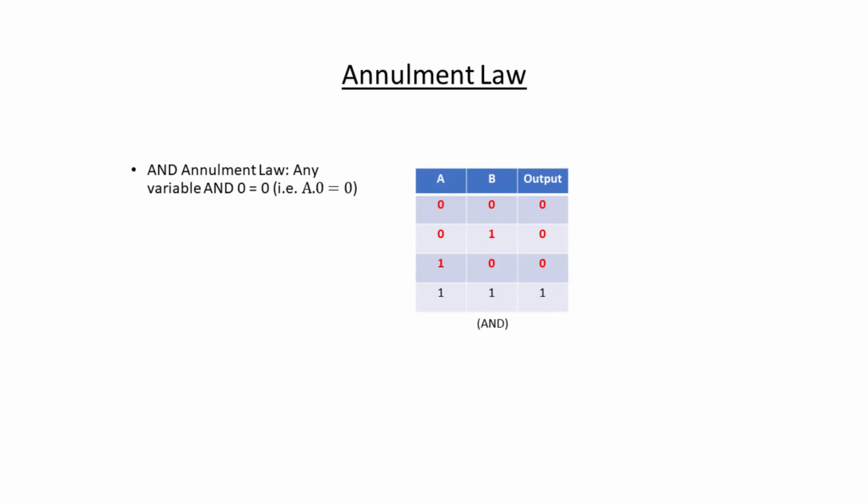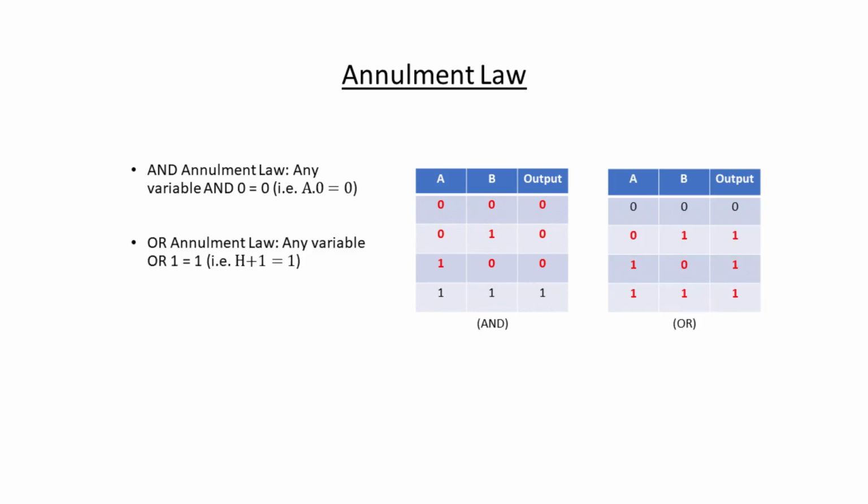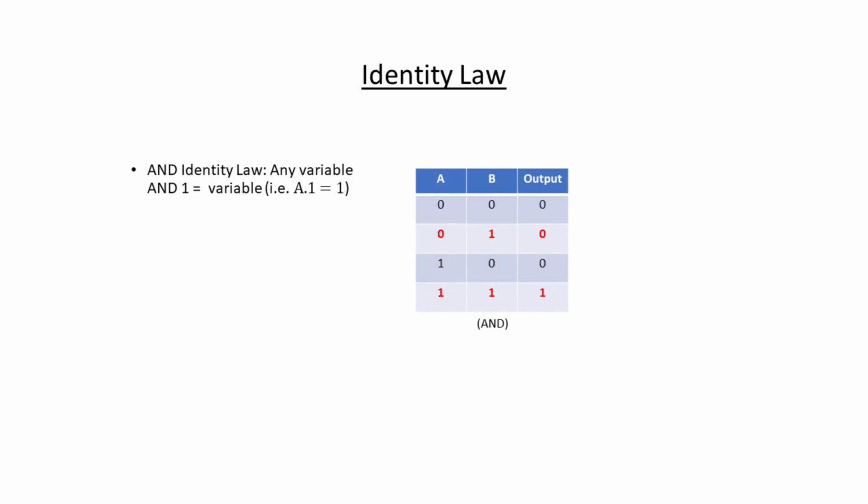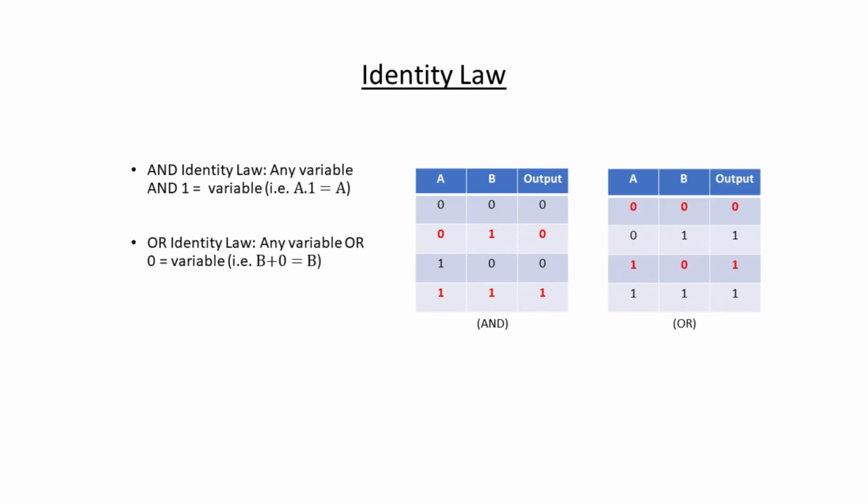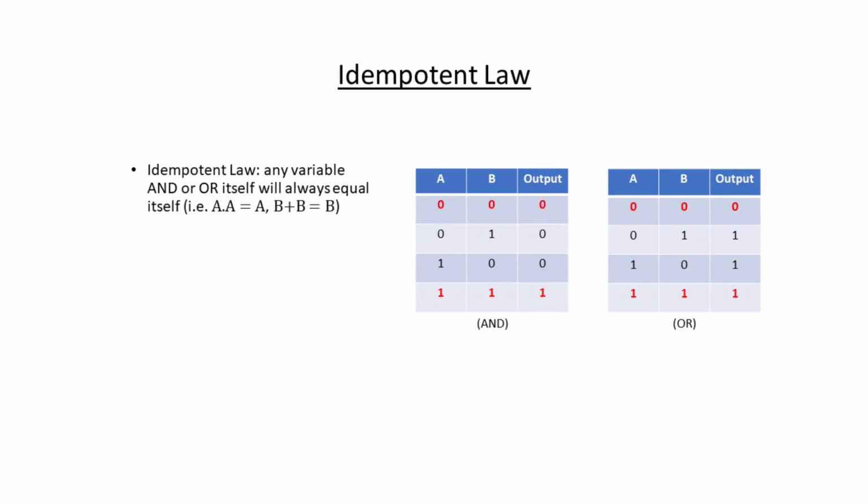The annulment AND law states that any variable ANDed with 0 is always equal to 0. And the annulment OR law states that any variable ORed with 1 is always equal to 1. The identity AND law states that any variable ANDed with 1, and the identity OR law states that any variable ORed with 0 will always be equal to the variable. The idempotent law states that any variable ORed with itself or ANDed with itself will always be equal to itself.